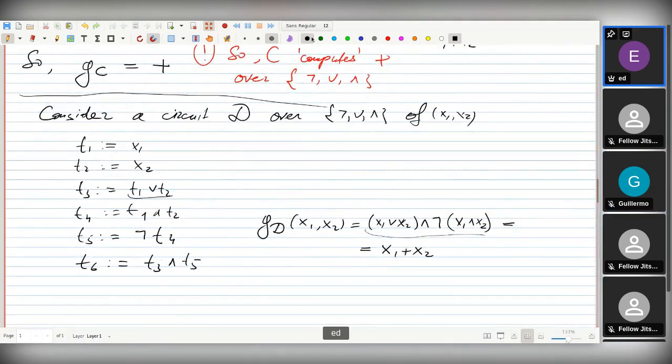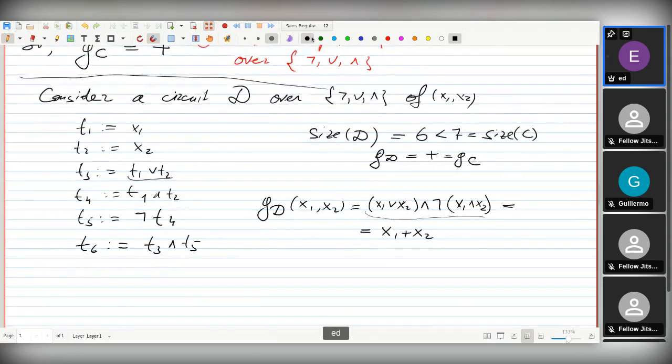Okay. But what is the size of D? 6. It is 6. So we have used fewer assignments. So this program is apparently more effective, while they compute the same function, they are semantically equivalent. Is this idea clear? Yes. Okay.